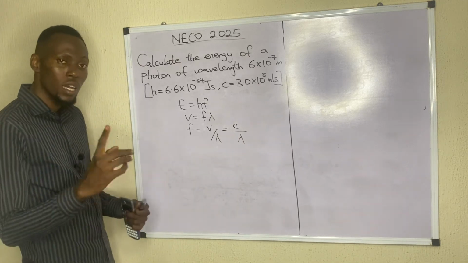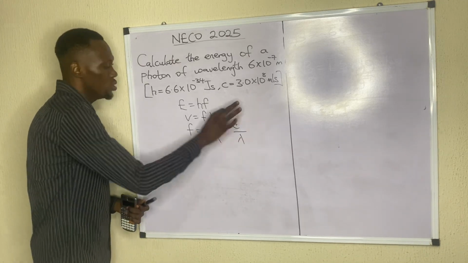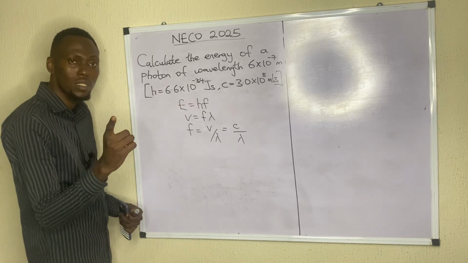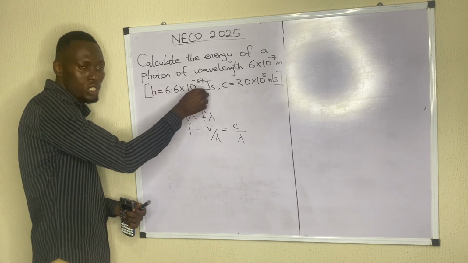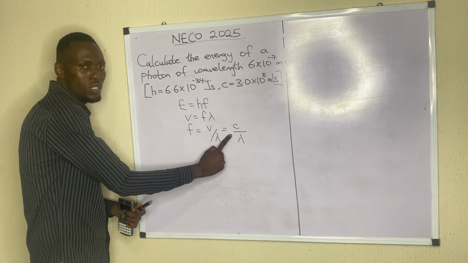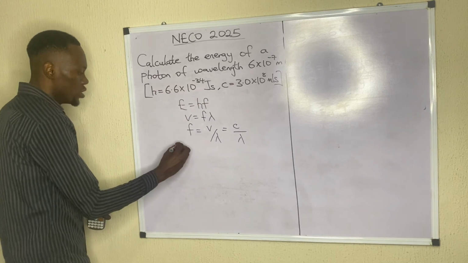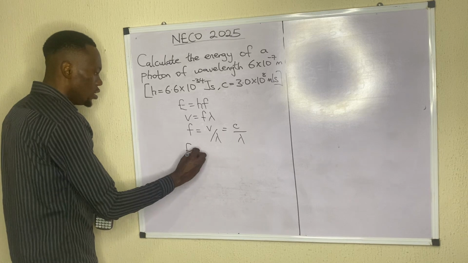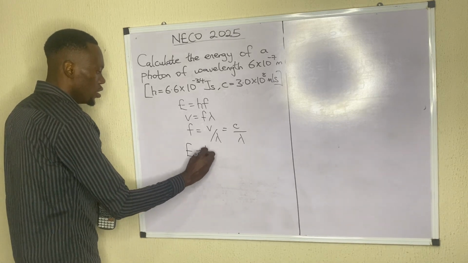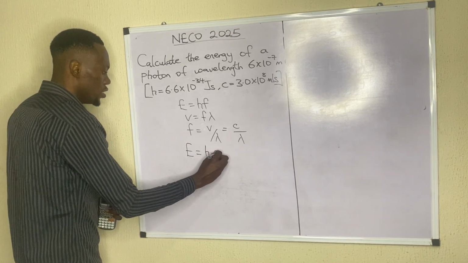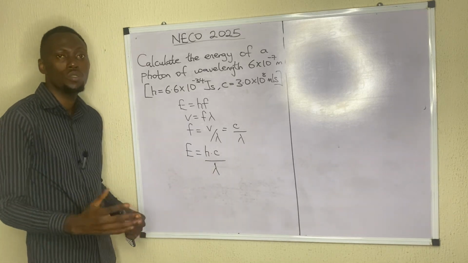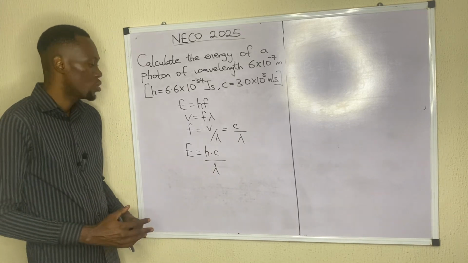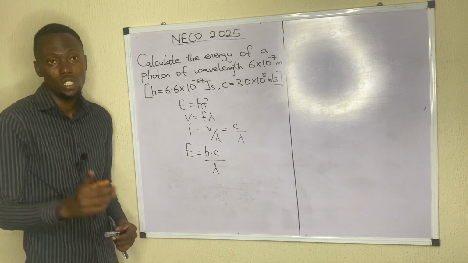So what I'll do now is to plug this into this equation. What do I mean by plugging this into this equation? Where there's frequency in this equation, I'll replace it with c over lambda. So this will give me E is equal to hc over lambda.